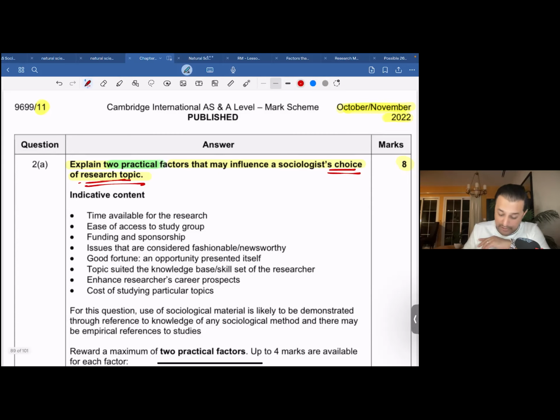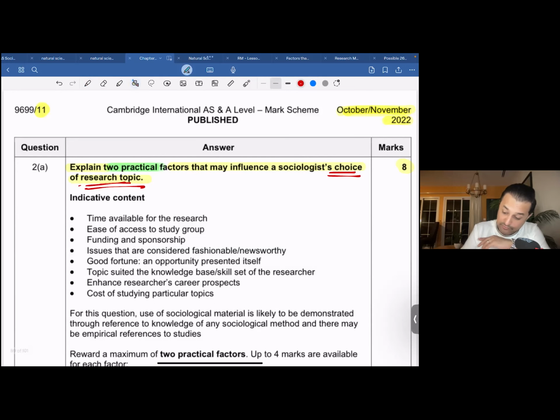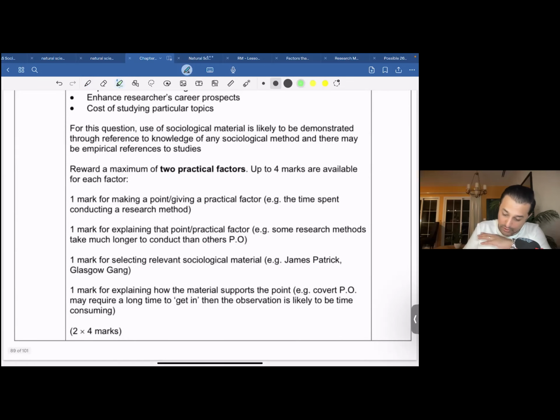Now, taking this ahead, this is indicative content. As I have explained to you numerous times earlier, there's a typical method we use when answering an 8-mark question. The best way is to divide this into 2 different questions of 4 marks each, and then follow the criteria that we have over here. You get the first mark for identifying that point. You get the second mark for explaining that point. You get the third mark for relevant sociological material.